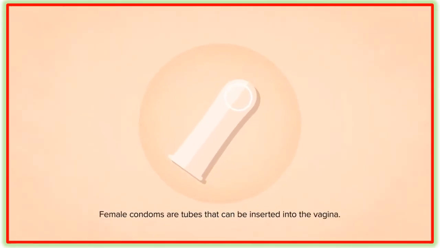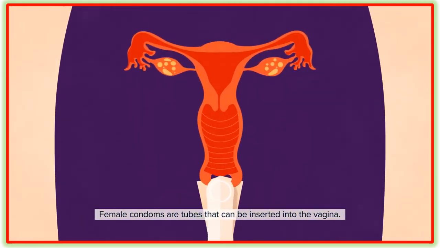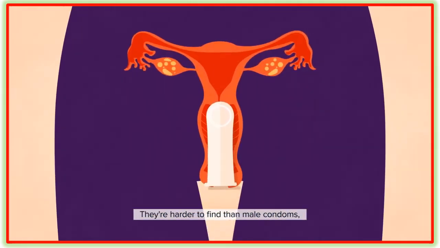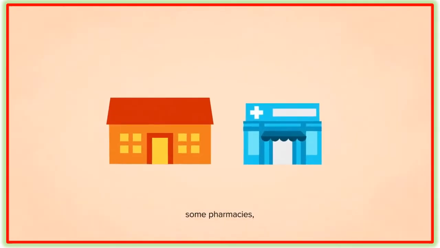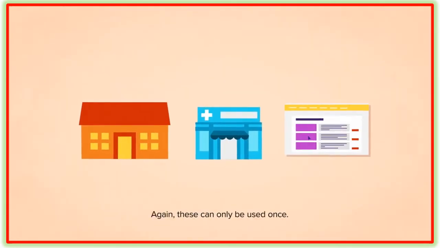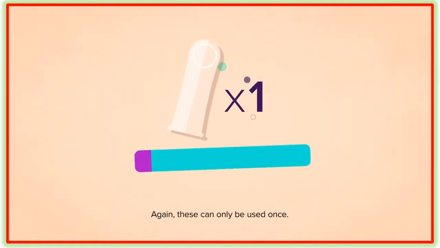Female condoms are tubes that can be inserted into the vagina. They're harder to find than male condoms, but you can get them from family planning clinics, some pharmacies, and on the internet. Again, these can only be used once.